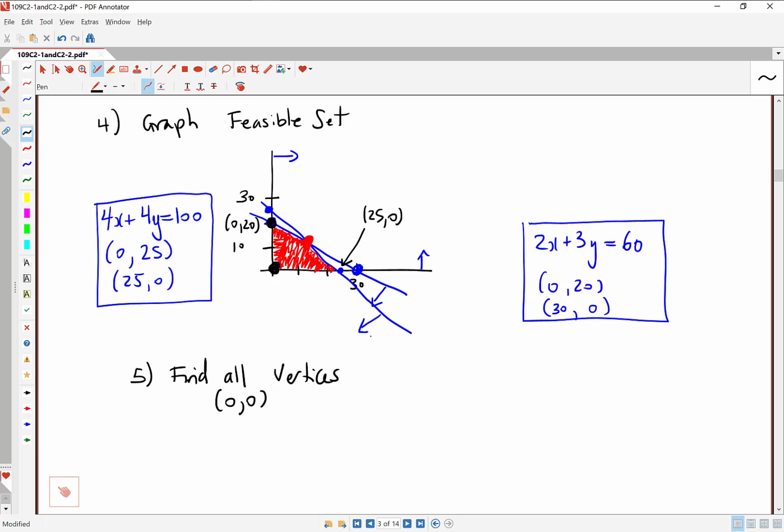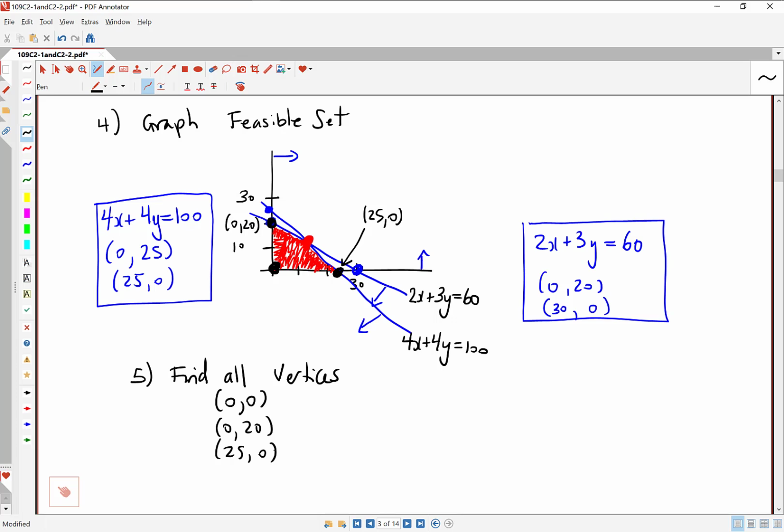So one habit that I usually get into is I try to label the lines when I draw them. So the first line that we drew was the 2x plus 3y equals 60. The second one was the 4x plus 4y equals 100. That way it's just a little bit easier to pick out our points when we need them. So this point here is coming from the second line. That's the 25, 0. Okay, so 0, 20 and 25, 0 go on the list.